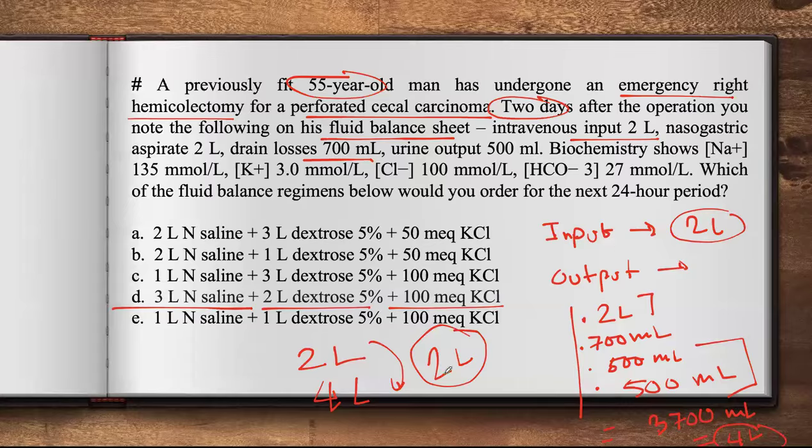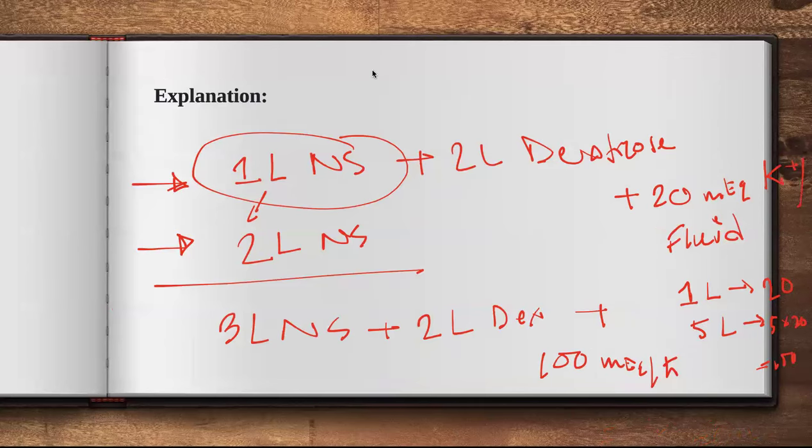We added 2 liter normal saline because that was the deficit. We already did the math. Input was 2 liter from the IV and output was around 4 liter. So if input is 2 liter, output 4 liter, deficit is 2 liter. That's why we added that 2 liter in that existing formula. Even if patient is diabetic, he still needs some glucose. So he can still have the dextrose. We're not going to starve the patient.